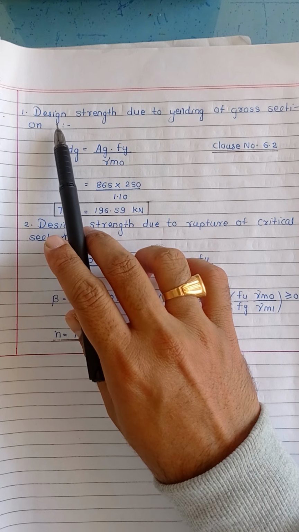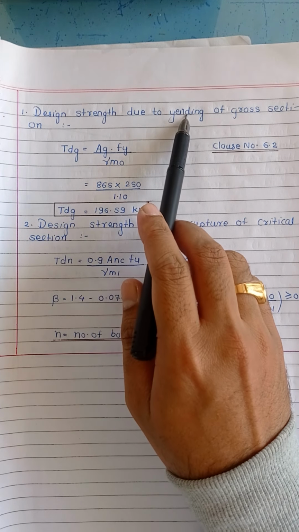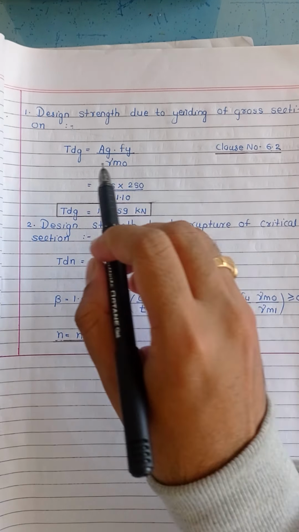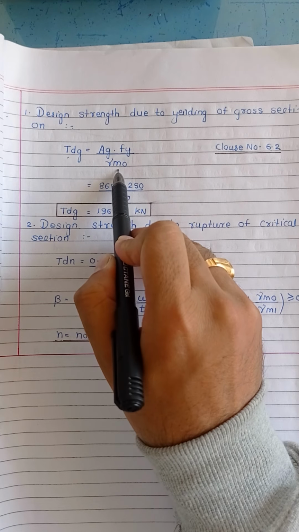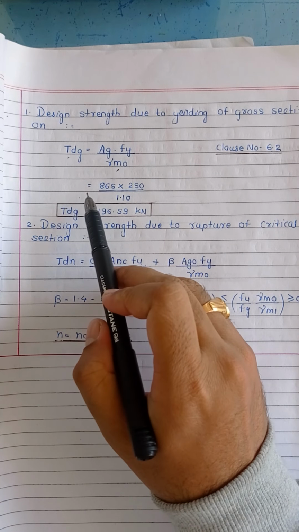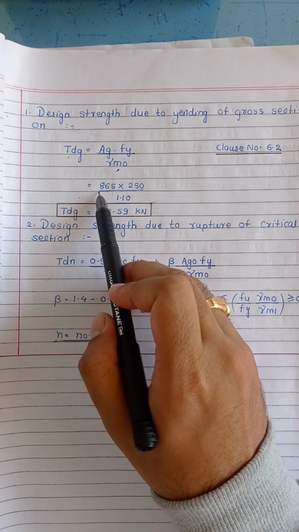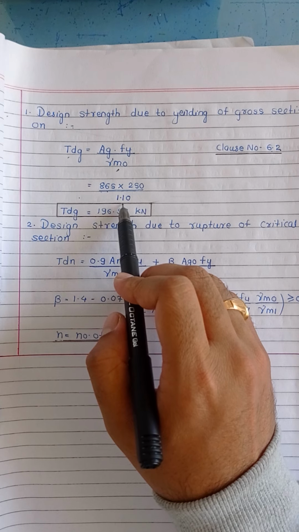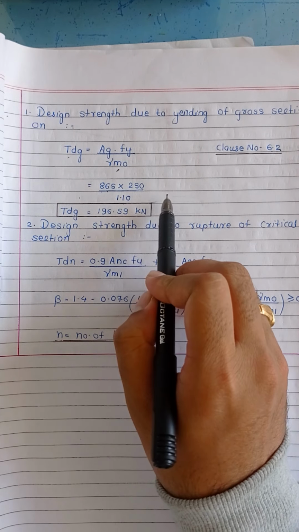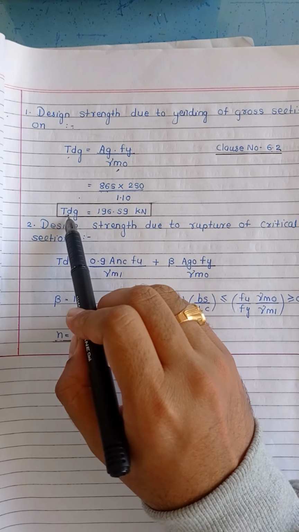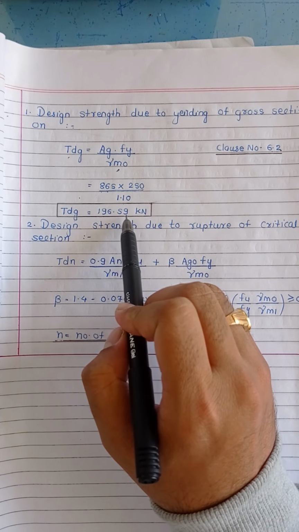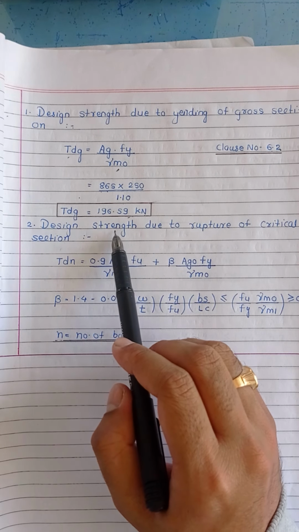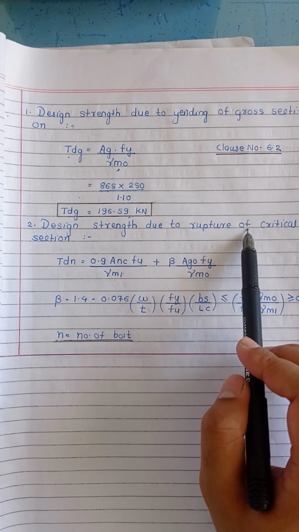So now our first step of the design is to calculate the design strength due to yielding of gross section. From clause number 6.2, TDG is equal to AG into Fy divided by gamma m0. AG is calculated from the steel table, 865, Fy is 250, gamma m0 is 1.1 from table number 5, page number 30. So from calculation, TDG is equal to 196.59 kilonewton.